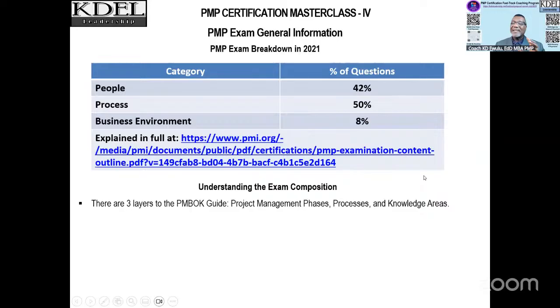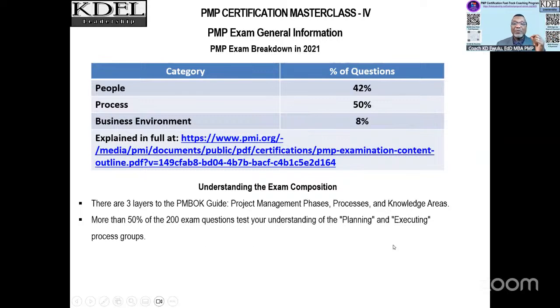All right, understanding the exam composition. There are 3 layers to the PMBOK guide: project management phases, processes, and knowledge areas. Okay, more than 50% of the 200 exam questions test your understanding of the planning and execution process groups. All right, that's a process. So 50% of those 200 questions come from the planning and execution process groups. Approximately 15 questions will come from ethics and professional responsibility.